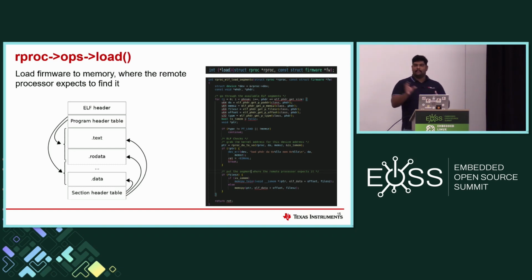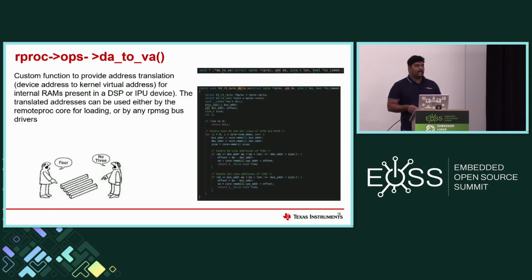So the address 0x8000 that the host sees might be address 0 for the remote core. That's where you need to have a custom implementation of something called DA to VA. That's the device address to kernel virtual address.